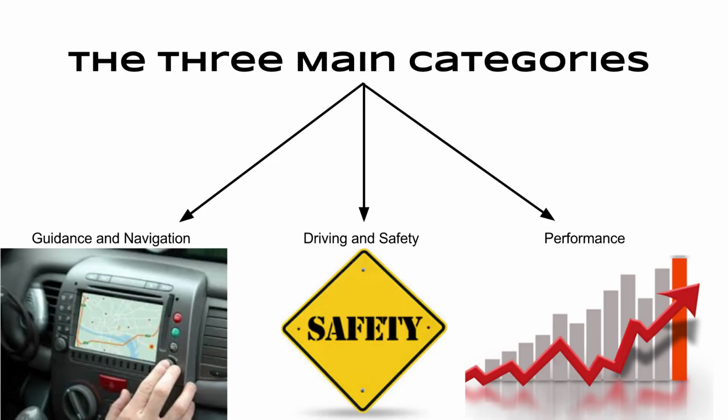The sensors and actuators in an autonomous car fall into three broad categories. 1. Guidance and navigation: where you are, where you want to be, and how to get there. 2. Driving and safety: directing the vehicle, making sure the vehicle acts properly at all times and follows the laws of the road. And 3. Performance: managing the car's internal systems, just to make sure that everything is going good inside.